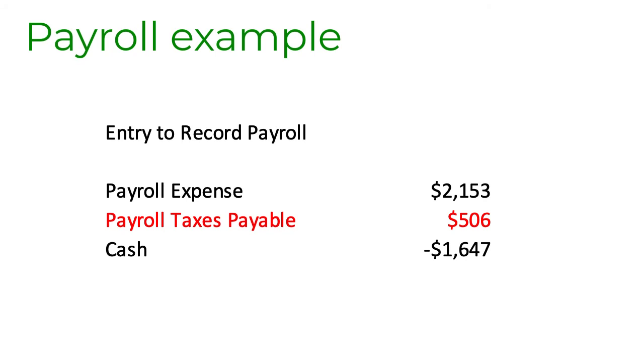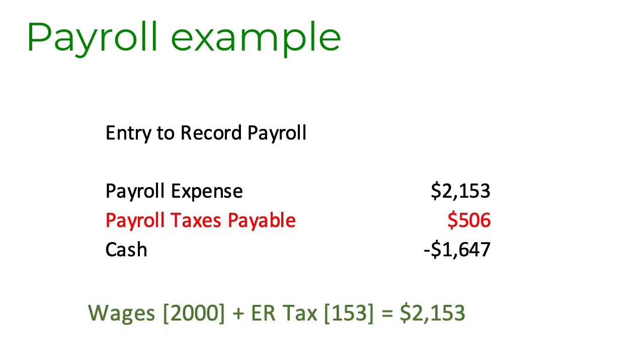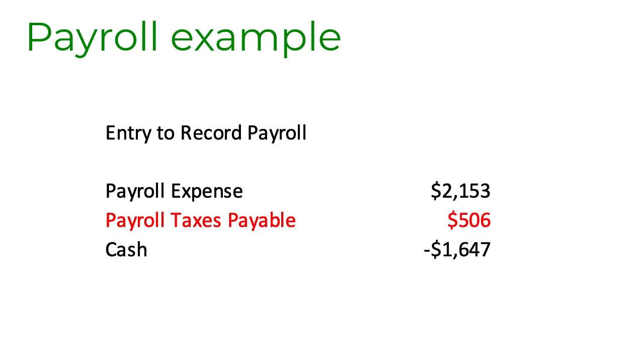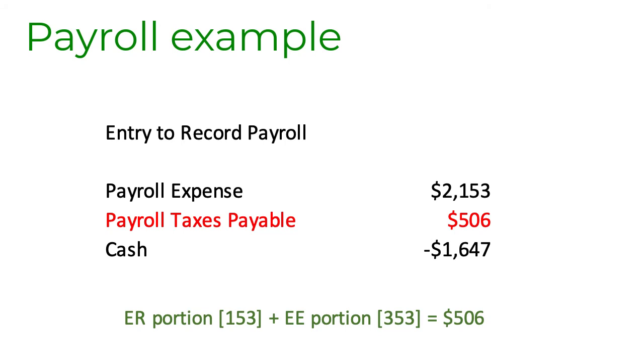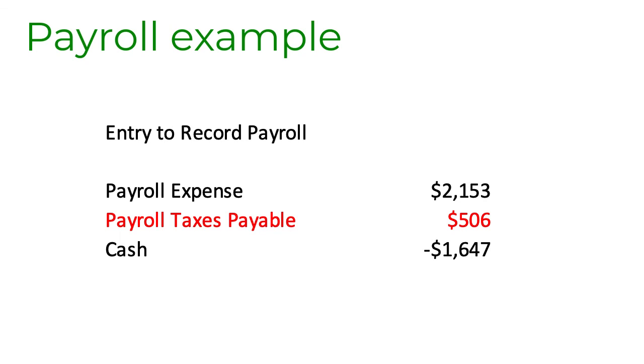The payroll expense of $2,153 is the total of the $2,000 in wages plus the employer portion of the payroll tax, which we have just said is $153. The amount posted to the payroll taxes payable, a liability account, is $506. This is the amount from the employer, which is $153, plus the amount which comes out of the employee's checks, which is $353. What actually comes out of the cash account for the company for this week is $1,647. This went to the employees.